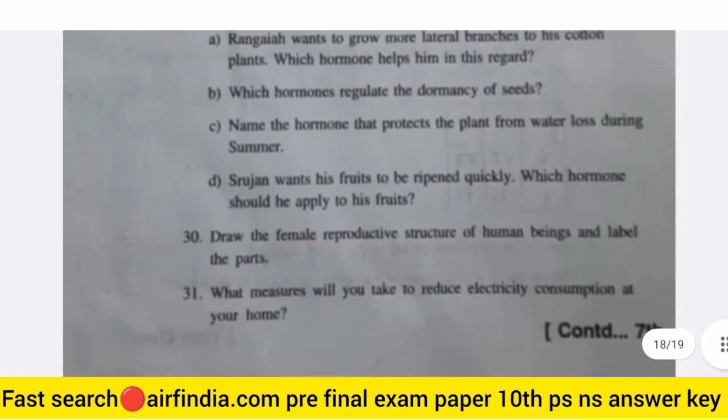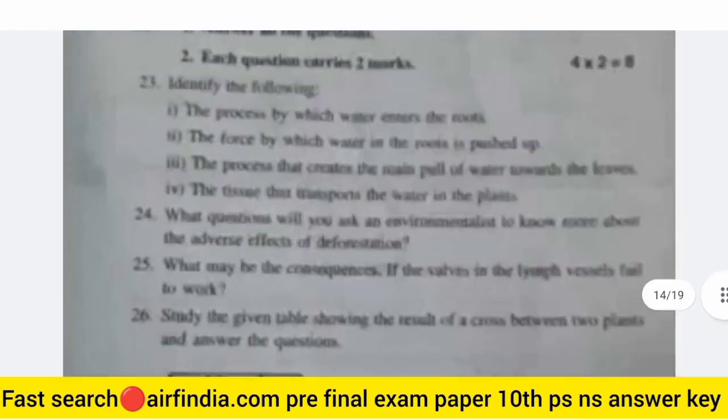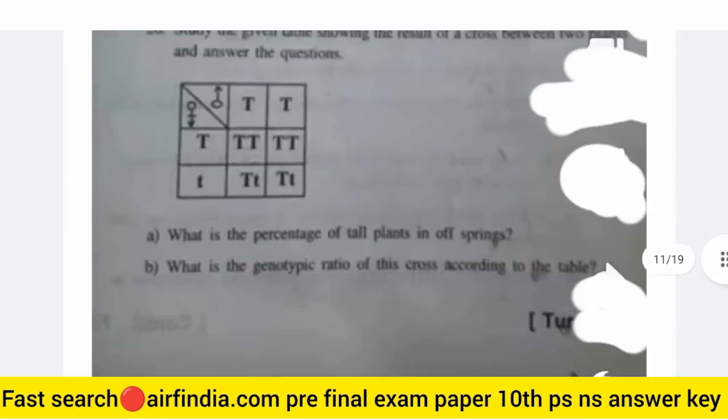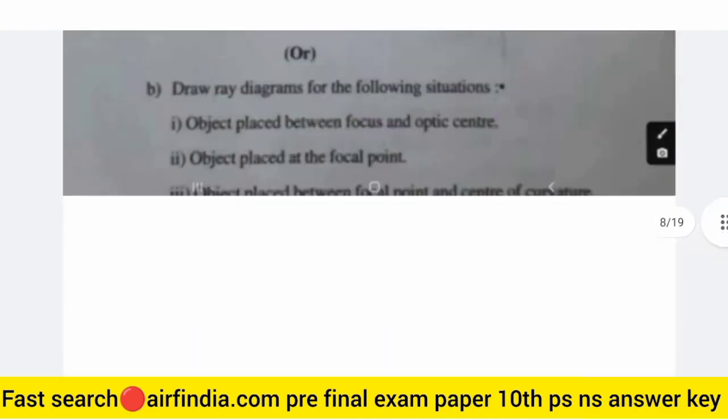I will share this question paper, and I will share also the answer key. It's 100% real. Don't forget to remember this and learn it, 100% it's real. So learn it and do it, because it's very real.